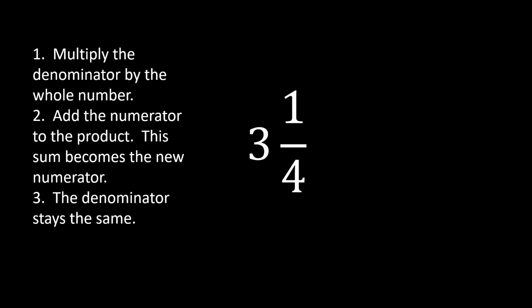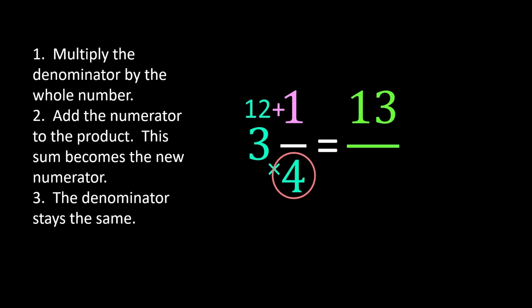To do that, we start by multiplying the denominator, which is 4, by the whole number, which is 3. 4 times 3 is 12. And we take that product of 12 and we add it to the numerator. 12 plus 1 is 13, and our sum of 13 becomes our new numerator, and our denominator of 4 remains the same. So 3 1/4 is equal to 13/4.